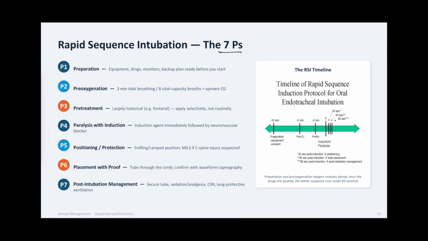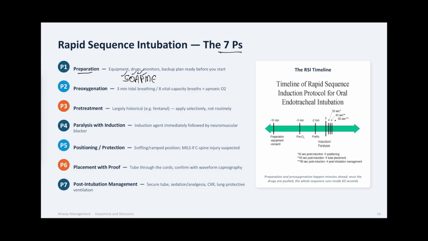The 7 Ps of rapid sequence intubation. A useful way to remember rapid sequence intubation is through the 7 Ps. Let's walk through each one. First one is the preparation. This is the most important step. Remember with the mnemonic SOAP ME. Check your suction, check your oxygenation, check your airway equipment. Airway equipment includes your ET tubes, your bougie, stylet, laryngoscope.